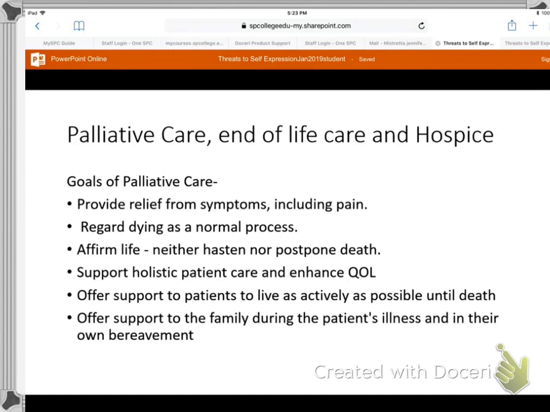Okay, so palliative care and end of life and hospice. So what are our goals of palliative care? Tell me, first of all, the difference between palliative care and hospice. Comfort measures, and end of life. So the difference is hospice, the patient can no longer be seeking curative treatment.